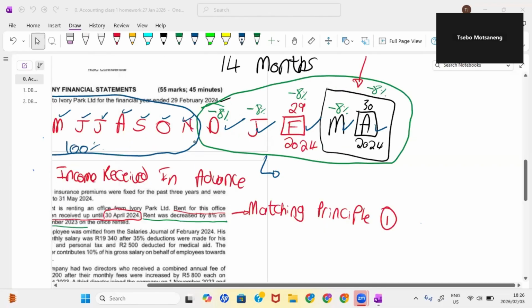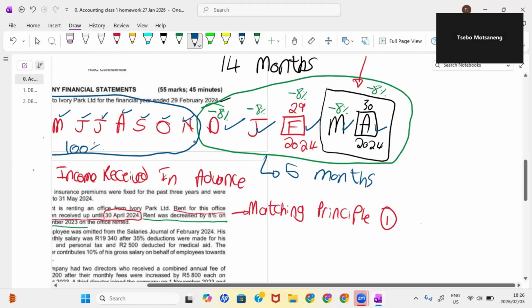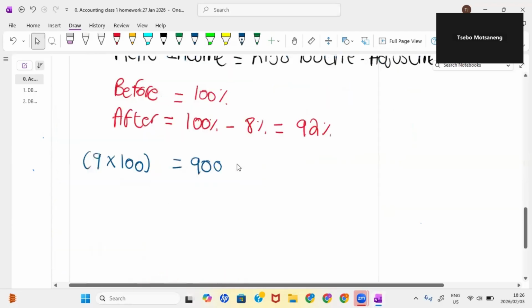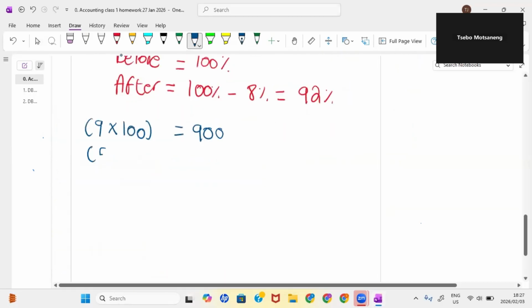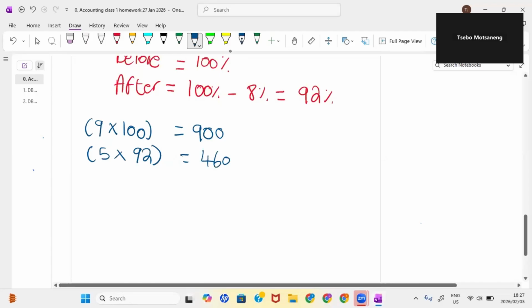Okay, so we have 5 months, and then we know that we were receiving 92% after the decrease, right? So we are literally going to do the same thing and say we have 5 and we multiply by 92. What's that going to give us? Can you guys give me the answer in the chat? 5 multiplied by 92, what does that give us? Okay, I see 460. Okay, that gives us 460, right?